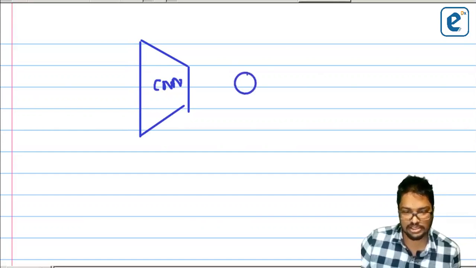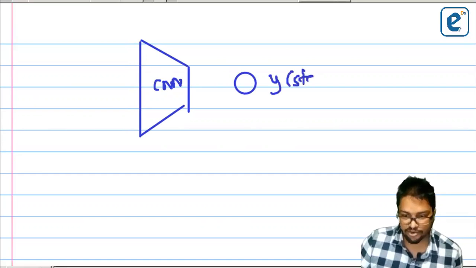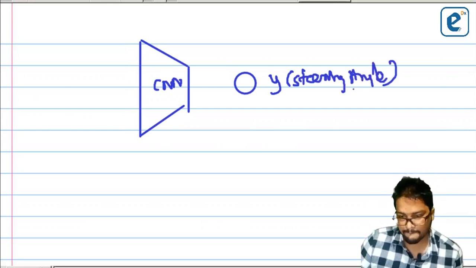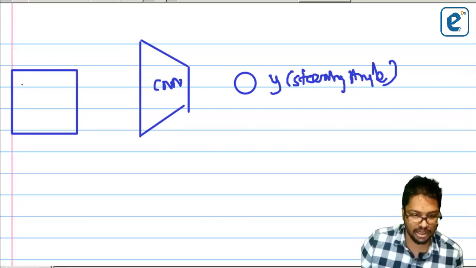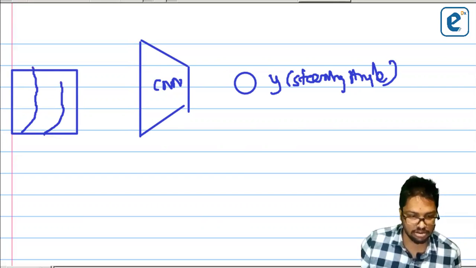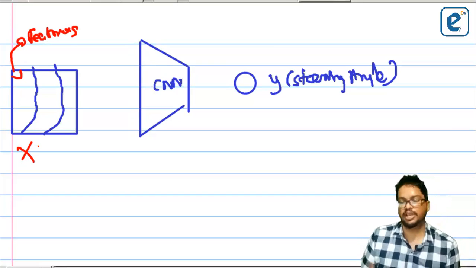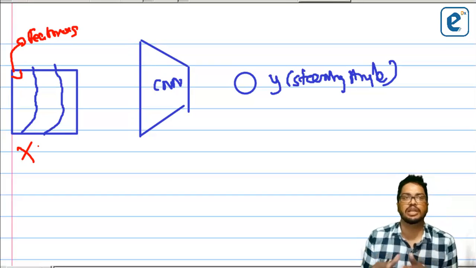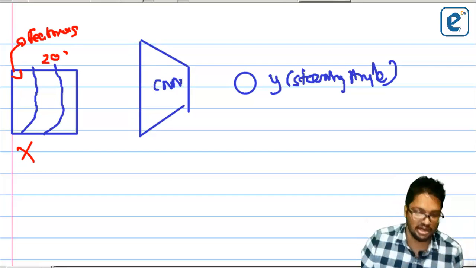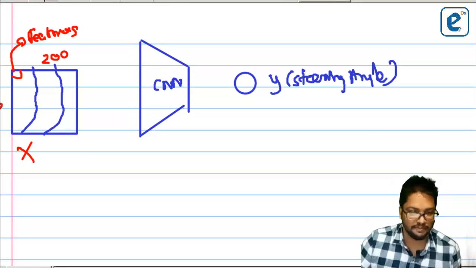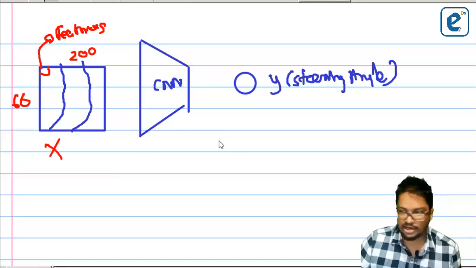Let's say x is a CNN input and y is the steering angle. We are going to input an image of the road. The features will be each pixel, so x will be pixels. In the original one, they used an image of size 200 by 66. I'm talking about the NVIDIA self-driving car. That's what the input is.